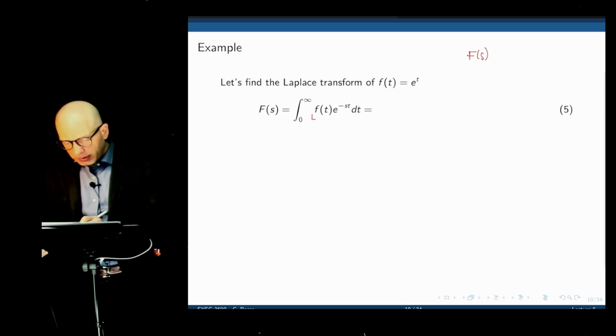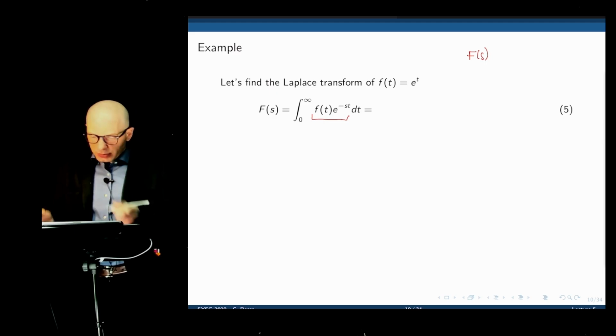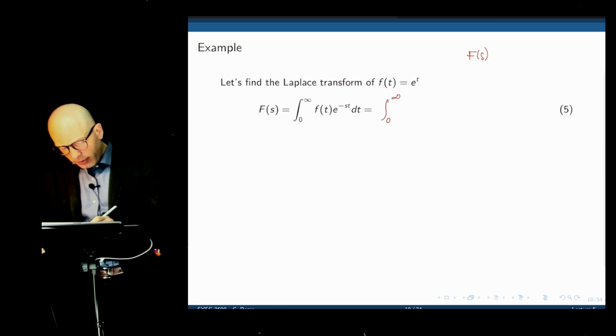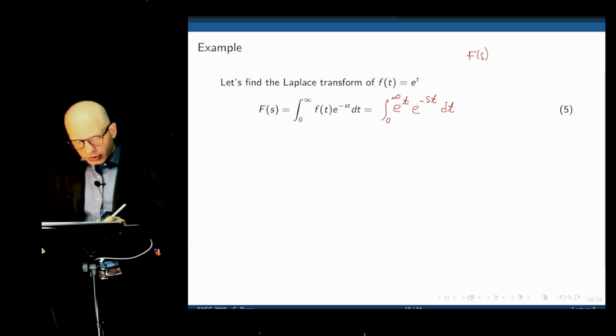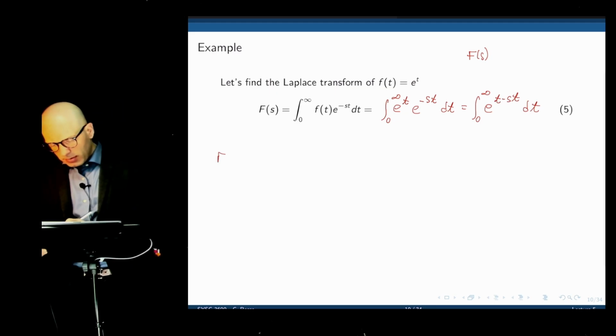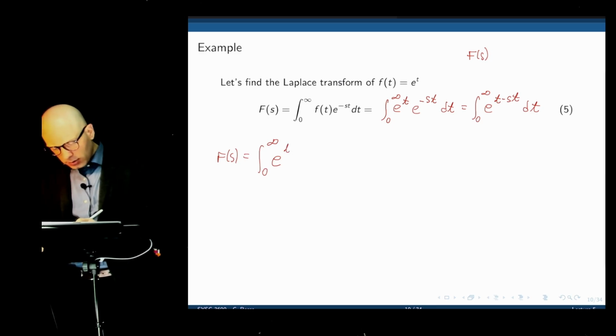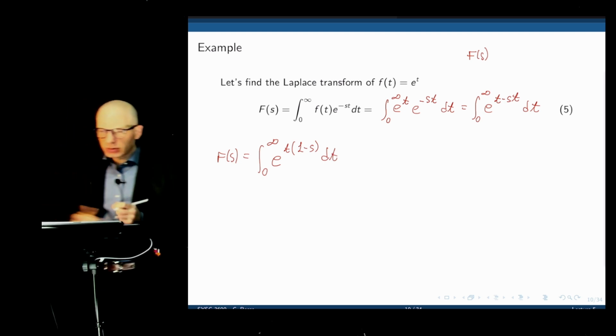Here's the definition of the Laplace transform. We can simply replace f of t with the signal we want to take the Laplace transform of, that is e to the t, times e to the negative st dt, integrated from 0 to infinity, which is the same as the integral from 0 to infinity of e to the t minus st dt. This is the same as the integral from 0 to infinity of e to the t times (1 minus s) dt. What is the result of this integration here?